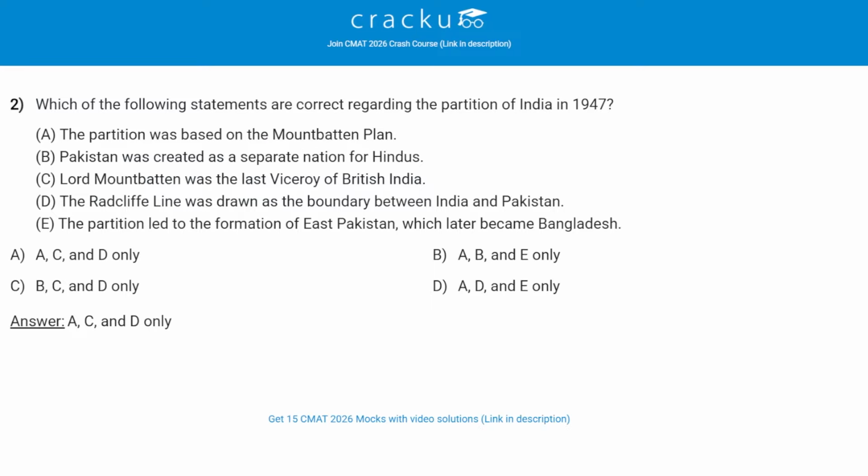In this question, we are asked which of the following statements are correct regarding the partition of India in 1947. The partition was based on the Mountbatten Plan. This is true. Pakistan was created as a separate nation for Hindus. It's wrong. It was created as a separate nation for the Muslims. Lord Mountbatten was the last viceroy of British India. This is correct. The Radcliffe Line was drawn as a boundary between India and Pakistan. This is also correct. The partition led to the formation of East Pakistan. This is wrong. East Pakistan was formed in 1955. So statements A, C and D are correct, and option A is the correct answer.